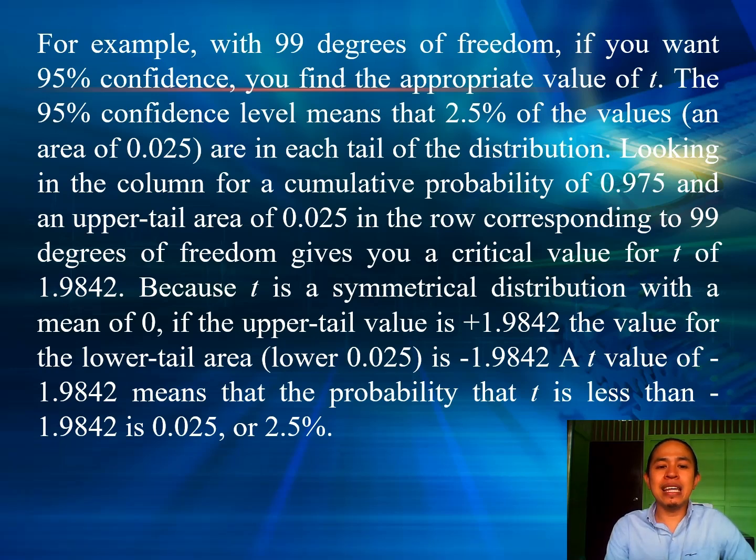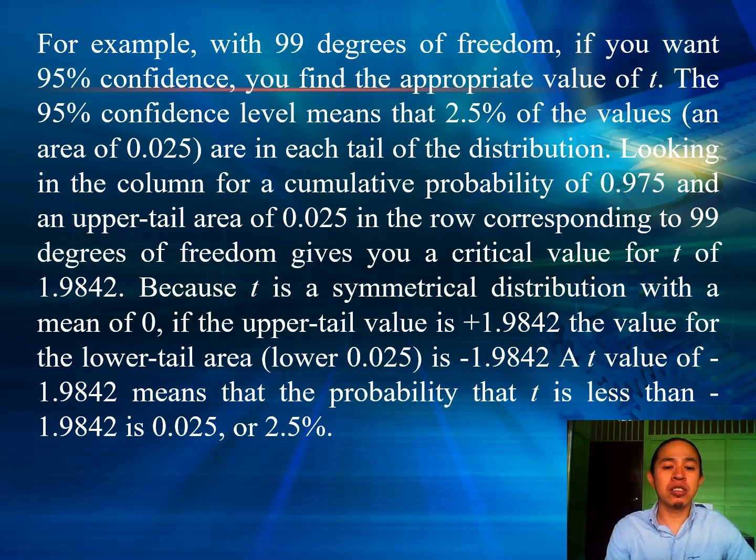So looking in the column for a cumulative probability of 0.975 and an upper tail area of 0.025 in the row corresponding to 99 degrees of freedom, so probably the sample size here, the n here, is 100. Okay, so the degrees of freedom is 99. It gives you a critical value for t of 1.9842.